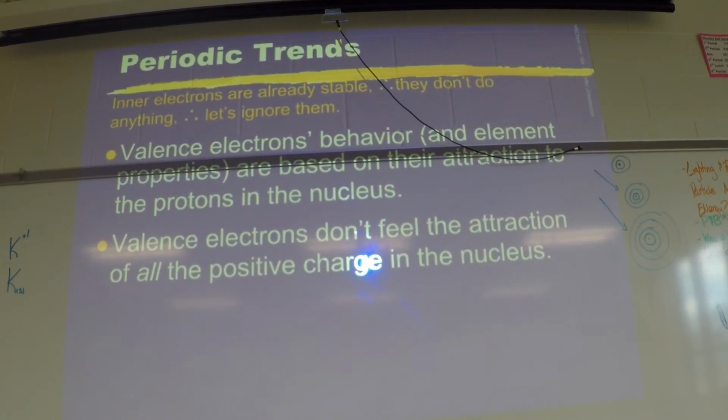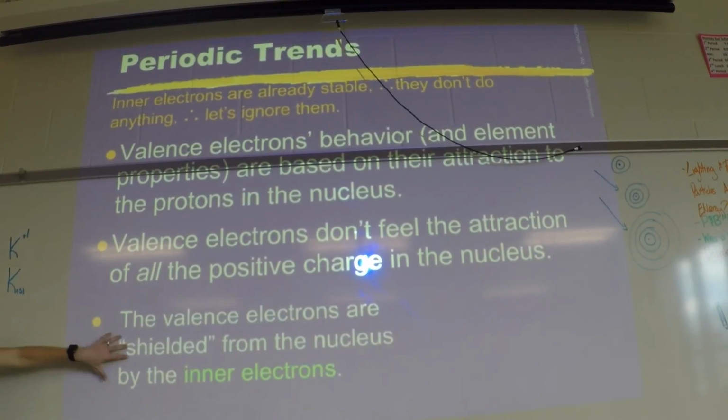there's 54 electrons taking that love away. There you go. Okay, so we get this idea of shielding. The inner electrons shield the valence electrons from feeling the full attraction. Does that kind of answer your question a little bit more, Carolyn? Okay.